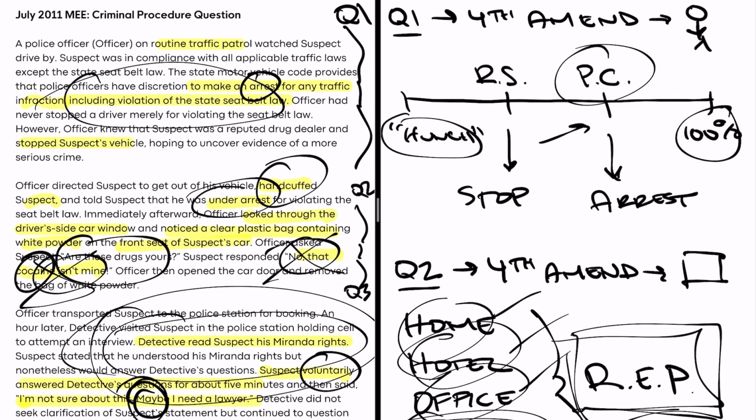So because the police officer has probable cause to believe that this seatbelt law has been violated, that gives him the right to make an arrest. It doesn't matter what his own personal motivations were. The fact that this was a reputed drug dealer, right? And he's hoping to uncover other evidence. All of those facts are irrelevant because he had probable cause for the original traffic stop violation of this seatbelt law. So he can make the arrest. There's no Fourth Amendment violation there.